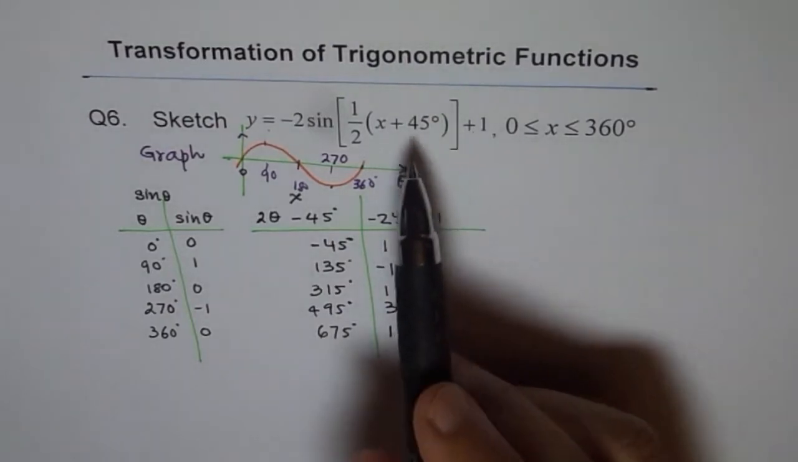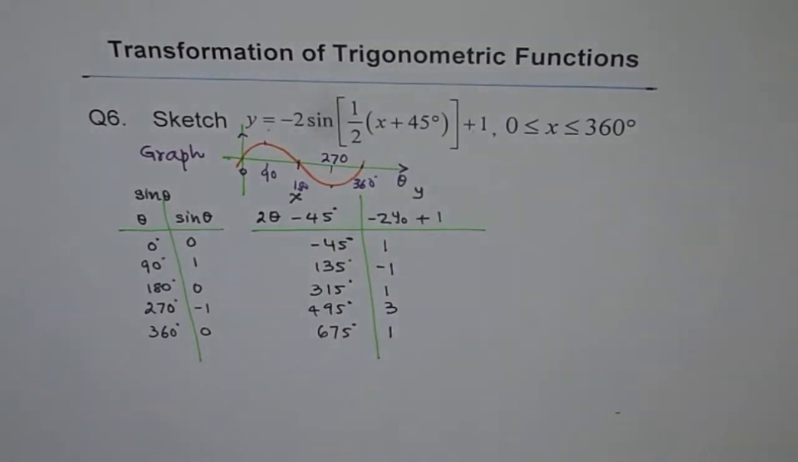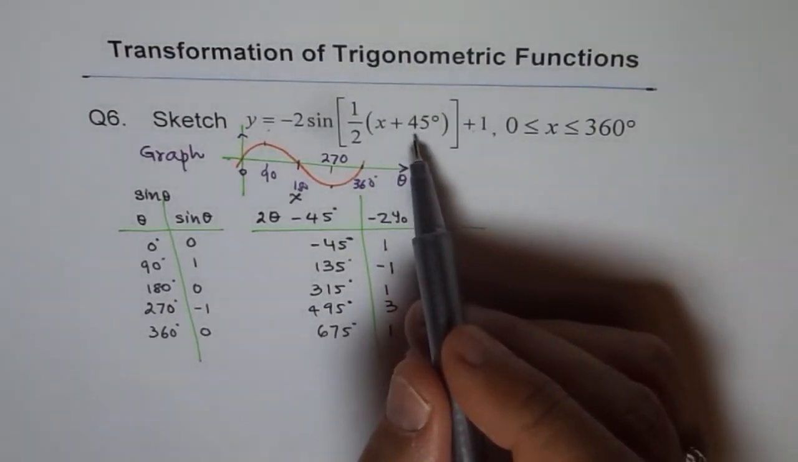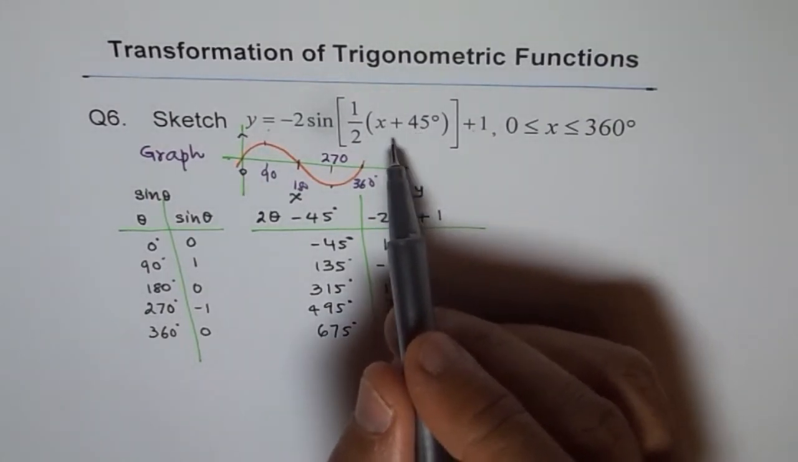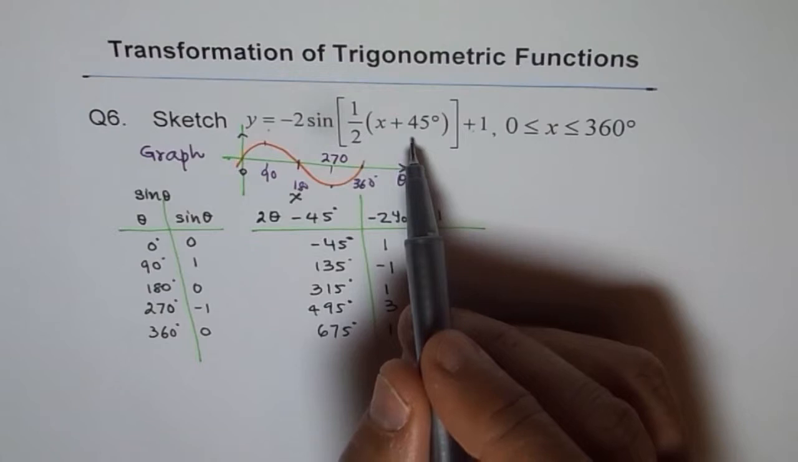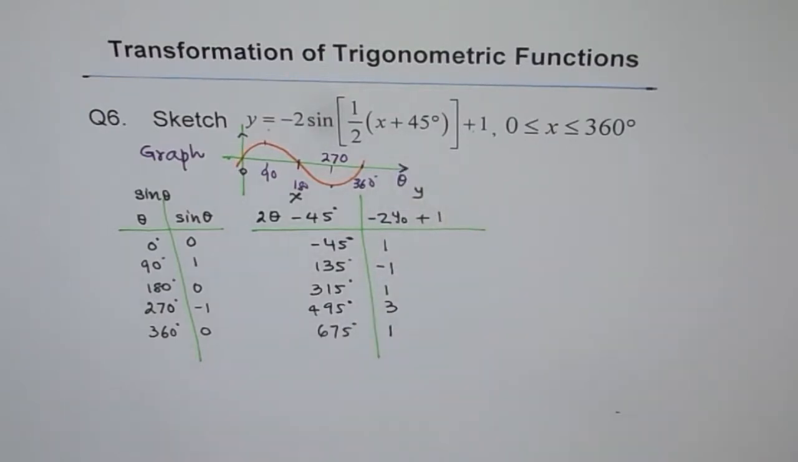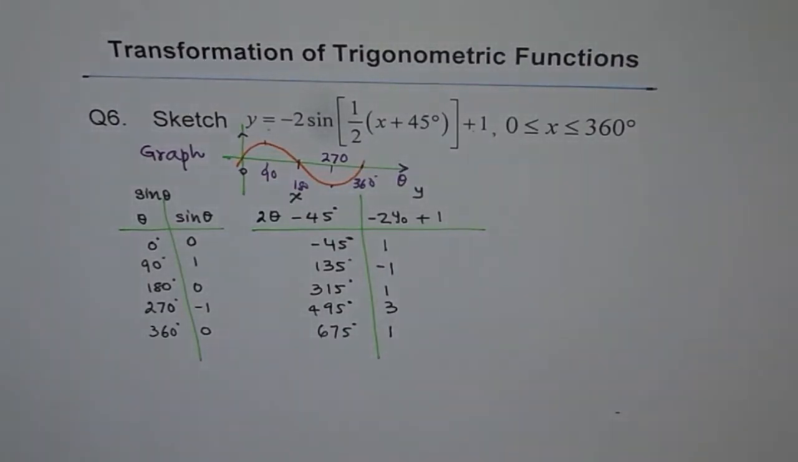Remember how to select your divisions on the x-axis. Since you have to move all the points on the graph 45 degrees to the left, your minimum division should be 45. So that's a very, very important criterion to look into in this problem. Okay. Now the other rough sketch portion is something like this.